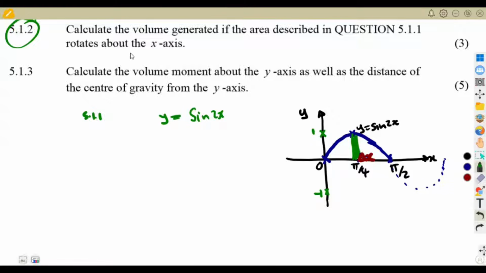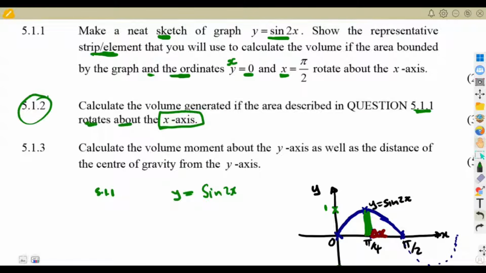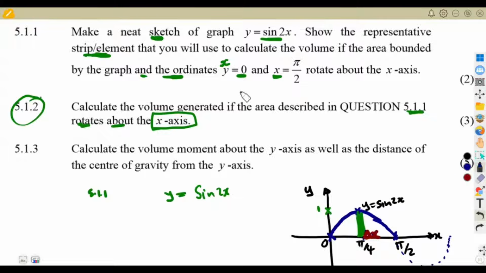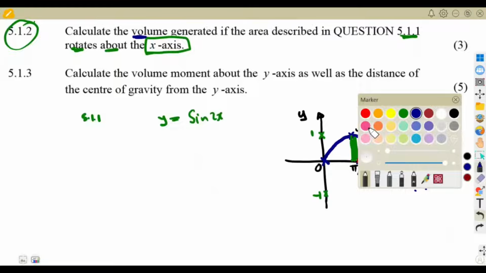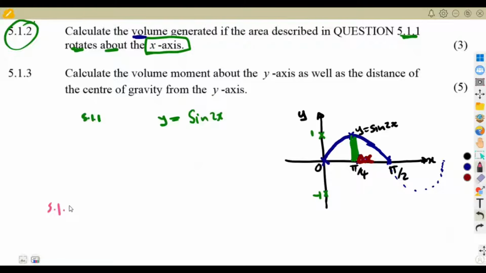5.12: Calculate the volume generated if the area described in question 5.11 rotates about the x-axis. It is still rotating about the x-axis, because we were told that this area, its volume, is going to be rotated about the x-axis. And this is what you're given. We're supposed to calculate the volume. All right, so this is what you do. You have to check first, because there are 2 things that we are supposed to consider: the formulas for the volume. All right, so that's 5.12.